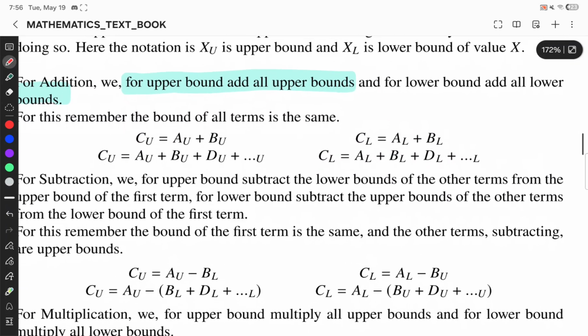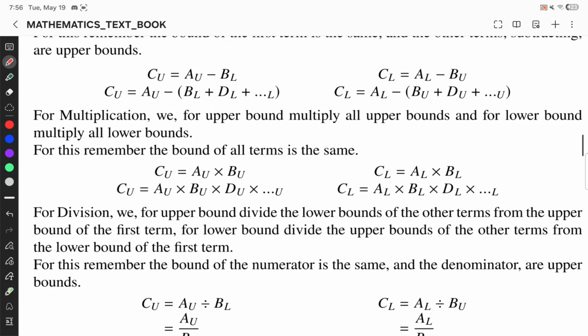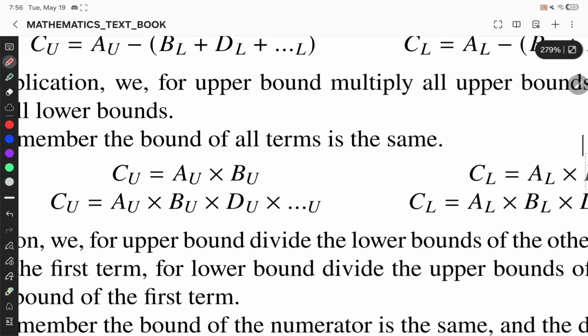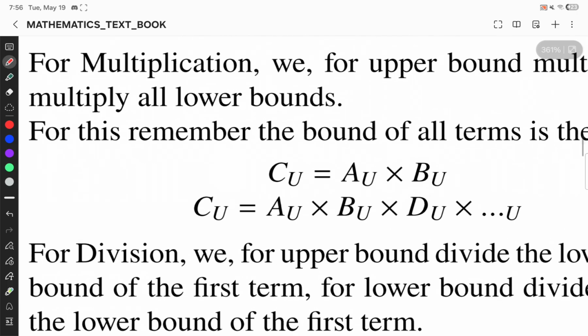Let's quickly skip to multiplication. Since it's simple, same concept. Yes, you definitely are having all the same for every case, for upper bound and the lower bound. So you are going to multiply every upper bound and every lower bound with itself. And it's the same for constants.